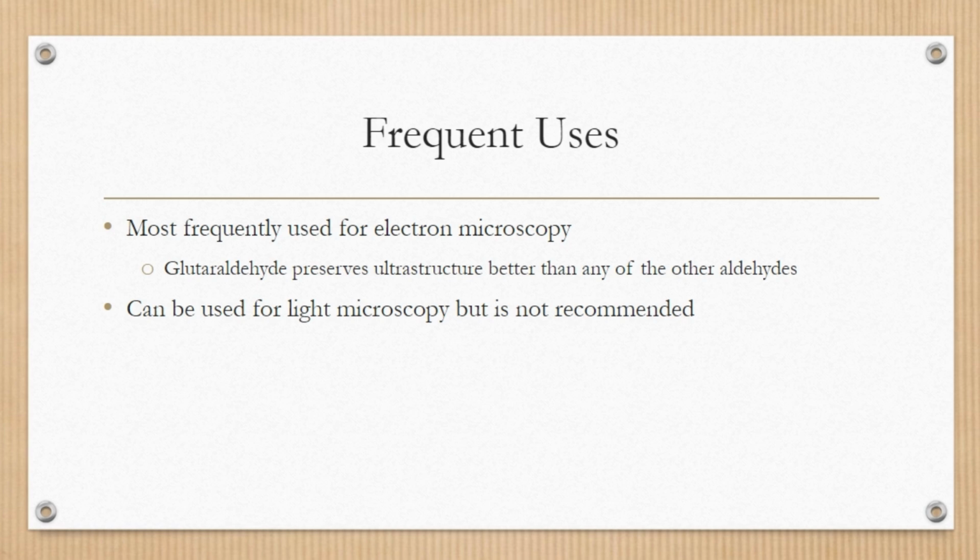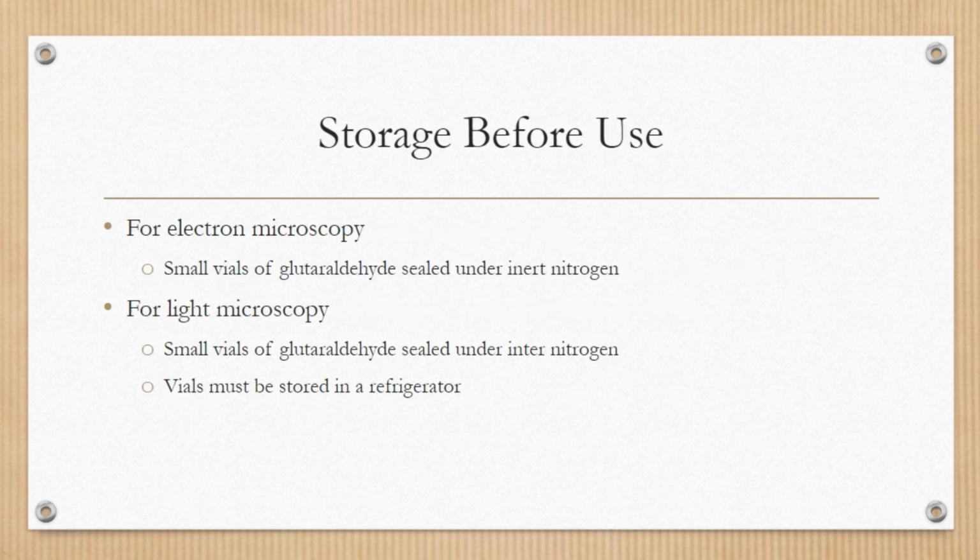Glutaraldehyde is most frequently used as a fixative for tissues that will be undergoing electron microscopy. It is the most well known for electron microscopy because it preserves ultrastructure better than any of the other aldehydes. Glutaraldehyde can be used for light microscopy, but it is not recommended. When used for electron microscopy, glutaraldehyde needs to be stored in small vials sealed under inert nitrogen. For light microscopy, those same vials need to be stored in the refrigerator until used.